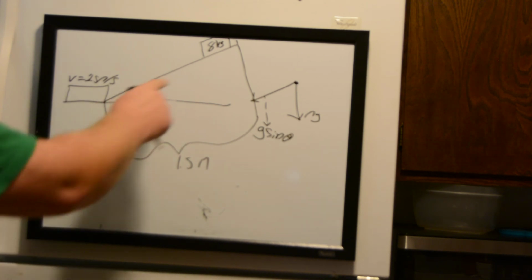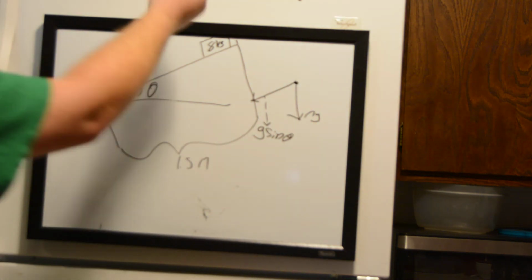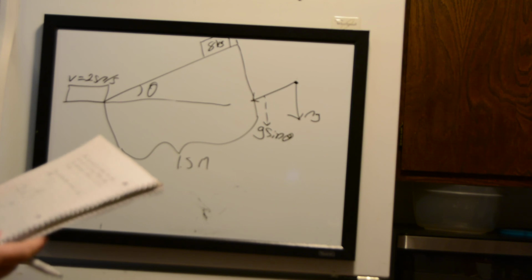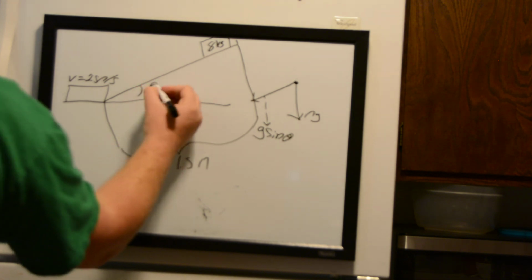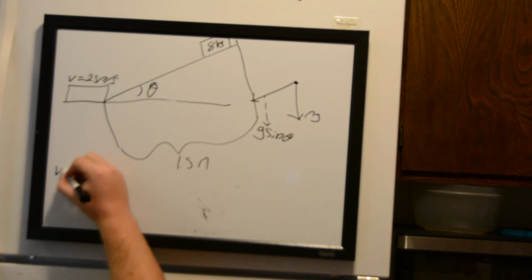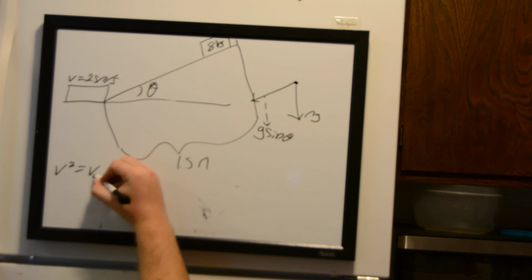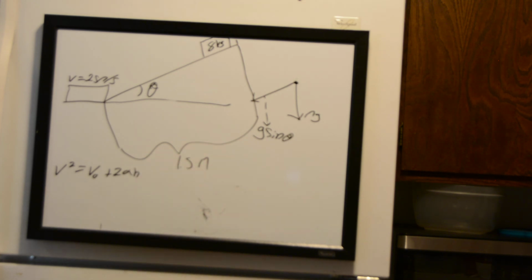And then the ramp is frictionless, so we really don't have any normal force pulling the block of ice back. So now to find the angle theta here, we have the kinematic equation for velocity: v squared is equal to v naught squared plus 2 times your acceleration times the distance traveled. I'm just going to abbreviate that with h.